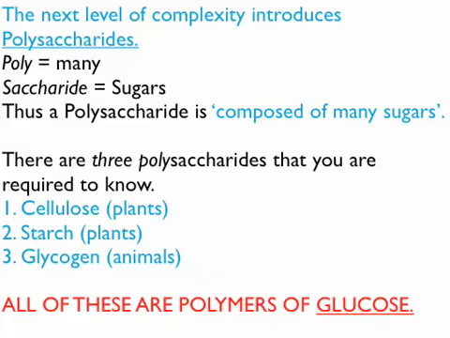Now, the next level and final level of complexity that we look at introduces polysaccharides. Poly means many, and saccharide is sugars. Thus, a polysaccharide is composed of many sugars. Now, there are three polysaccharides that you need to know. The first one is cellulose, from plants; starch, from plants; and glycogen, which is in animals. All of these are polymers of glucose. In other words, glucose can be arranged in three different ways in order to produce these three different polysaccharides.